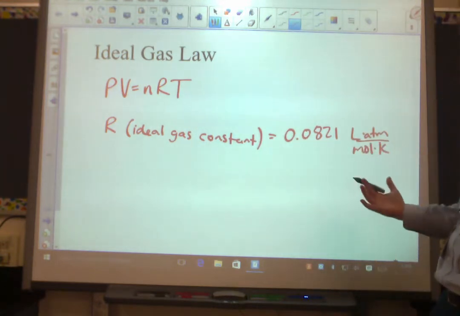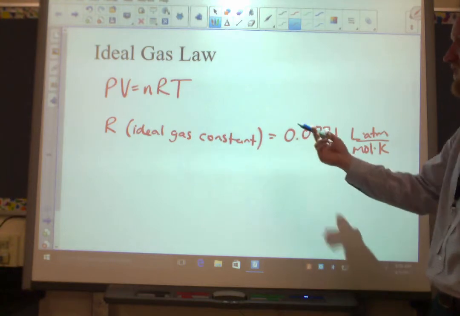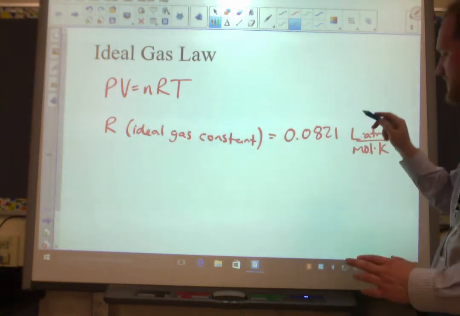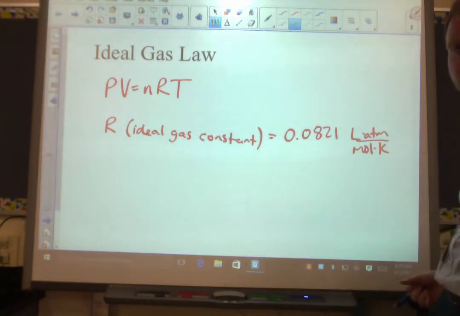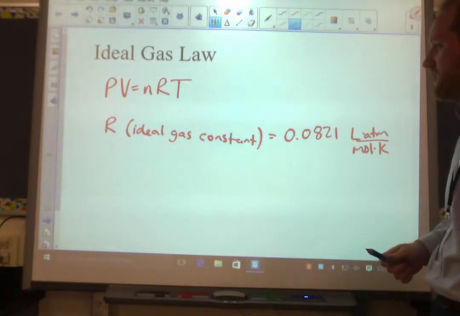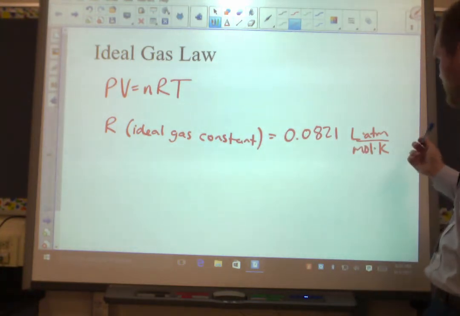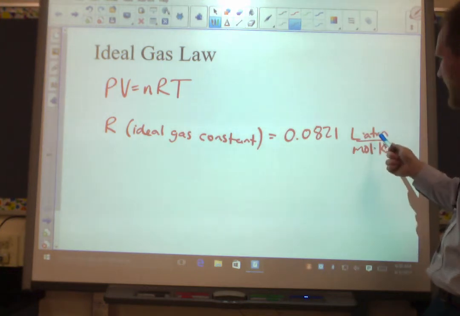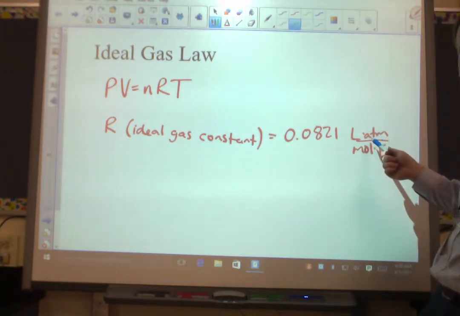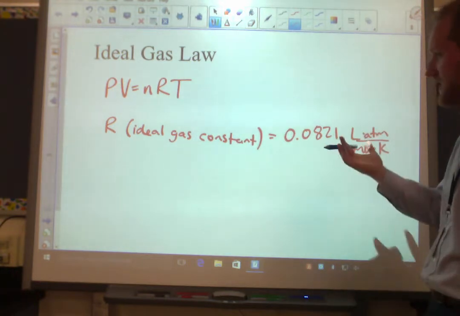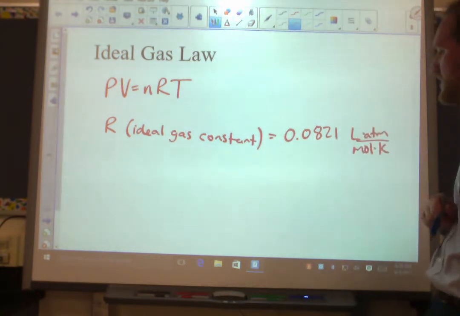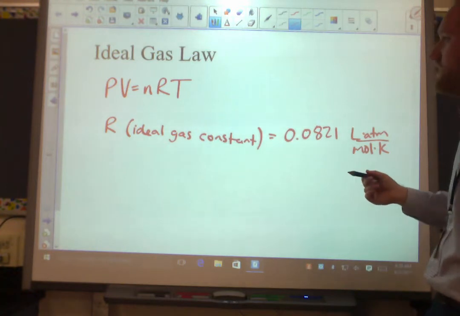Okay. Now there are different values for R. If you look up the value of R, you might find a different one. That's because this number correlates with these 4 units. But these 4 units really could be anything else, and that would give you a different value. A lot of textbooks often use kPa in here, and that'll give you a different value, but what we're using in chemistry is this value. And this is generally what I've always seen used.